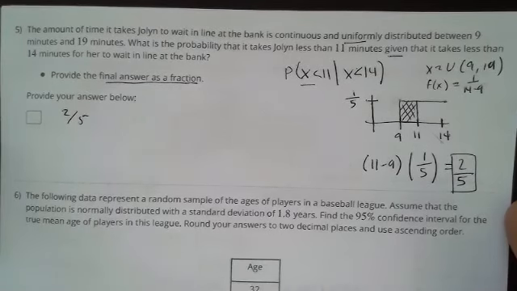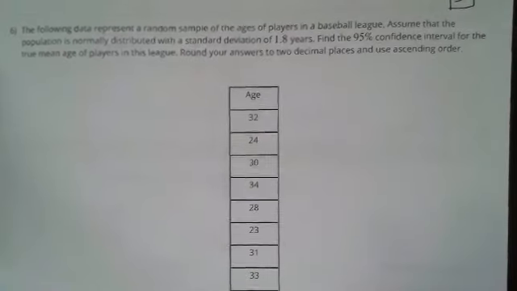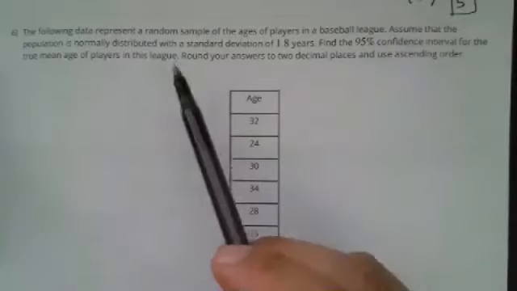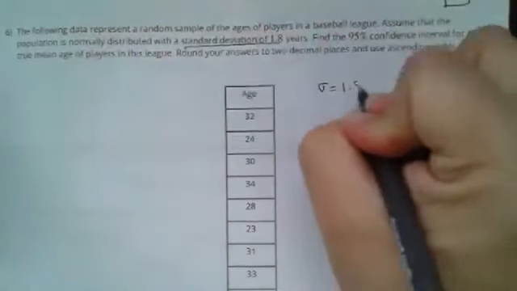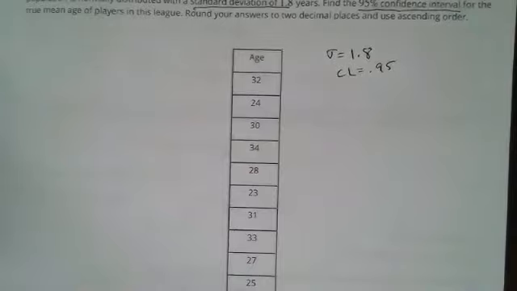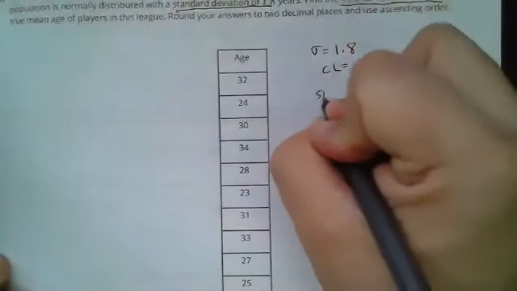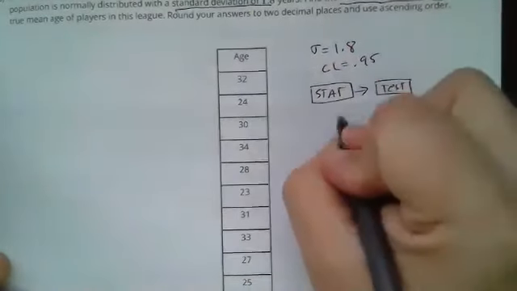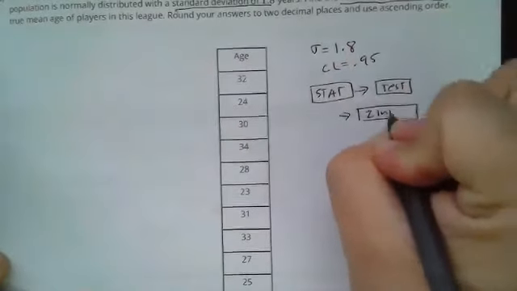Okay, so then number 6. The following data represent a random sample of the ages of players in a baseball league. Assume the population is normally distributed, and we have a standard deviation of 1.8. And then it says find the 95% confidence interval. So our confidence level is 0.95. For this one, all we need to use is the function z interval. So we do stat, then test, and we choose z interval because we're trying to find the confidence interval.